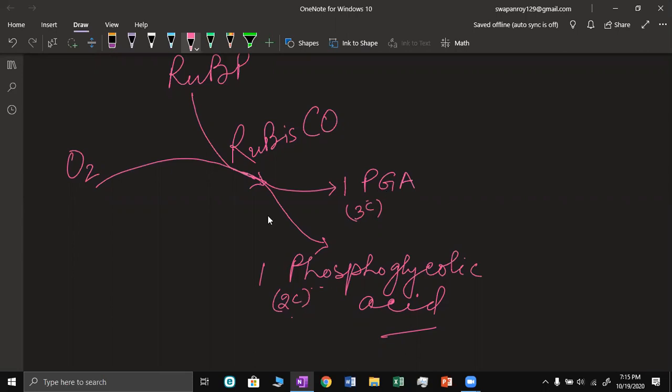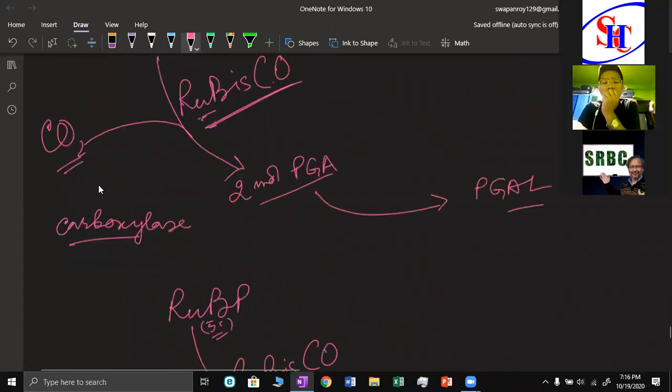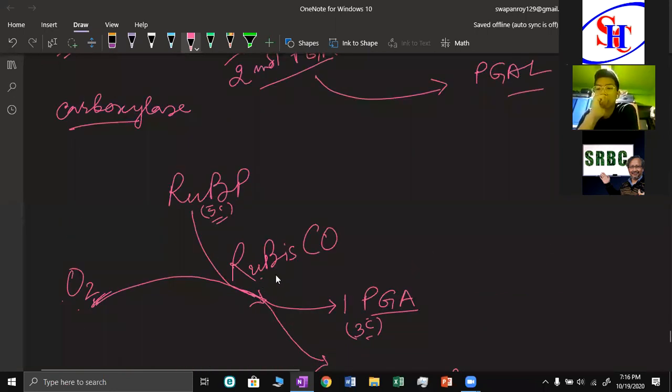Here, this is a 5-carbon compound, and there is no carbon in the oxygen. So naturally this 5-carbon compound is split into one 3-carbon compound and another 2-carbon compound. So it is absorbing oxygen, and here Rubisco is functioning as an oxygenase.